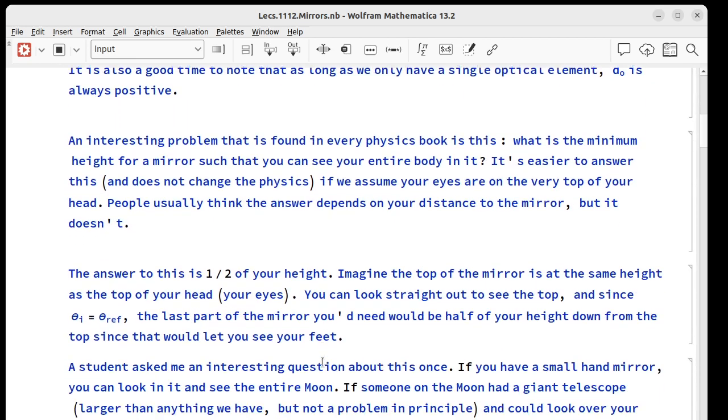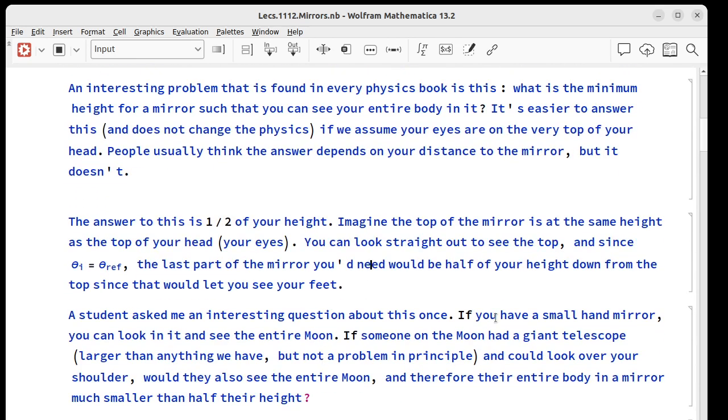Now, there's an interesting problem you'll see in almost every physics book, and that is what's the minimum height for a mirror that you can fit your entire body in? It's much easier to answer this if you pretend your eyes are at the very top of your head. It just makes the triangles a little bit easier, but it gives you the same answer. The answer does not depend on your distance to the mirror, and the answer is half of your height.